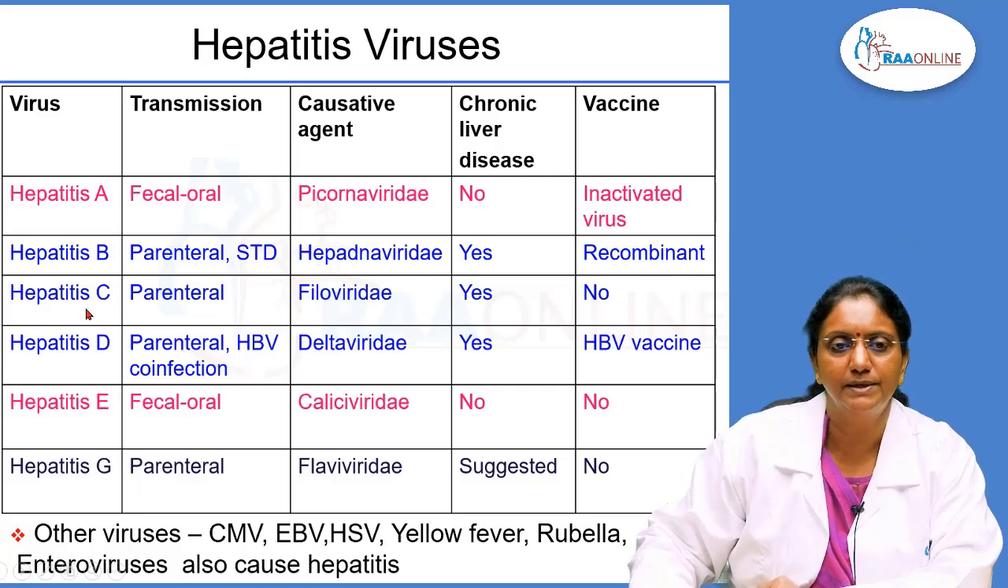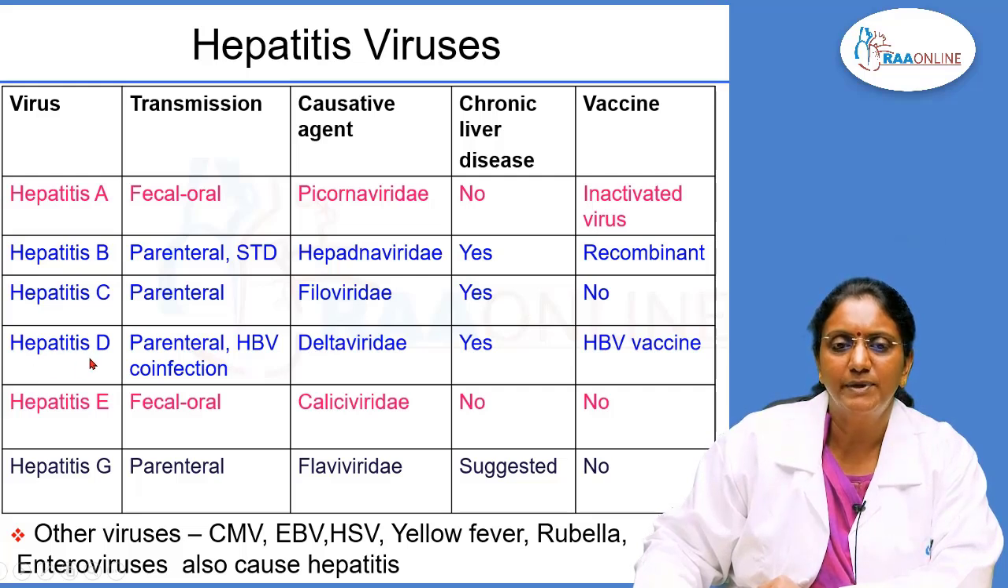Hepatitis C is another virus which is parenterally transmitted, but it belongs to the family Flaviviridae, and this also has a tendency to cause chronic liver disease. The problem here is, even though B and C can cause chronic liver disease, there is a vaccine available for hepatitis B virus, but no vaccine available for hepatitis C virus. So people can develop chronic liver disease, and then they can become chronic carriers, and this can lead on to hepatocellular carcinoma.